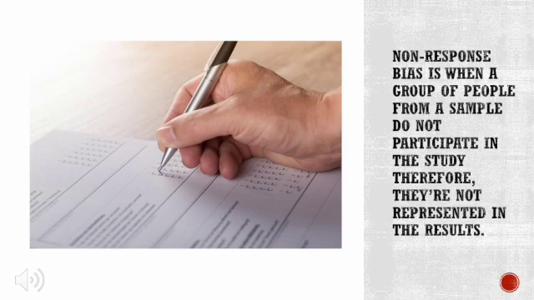Non-response bias is when a group of people from a sample do not participate in the study, therefore they are not represented in the results. The following examples within this video can be used by educators to scaffold the learning of a 3 to 4-year-old, adolescent, and a BCD student to explain what non-response bias is.